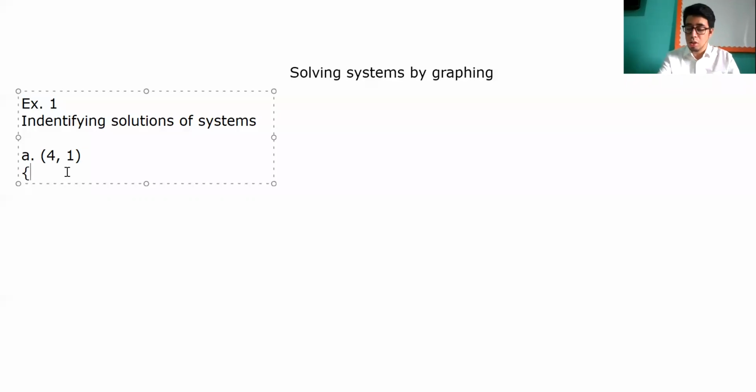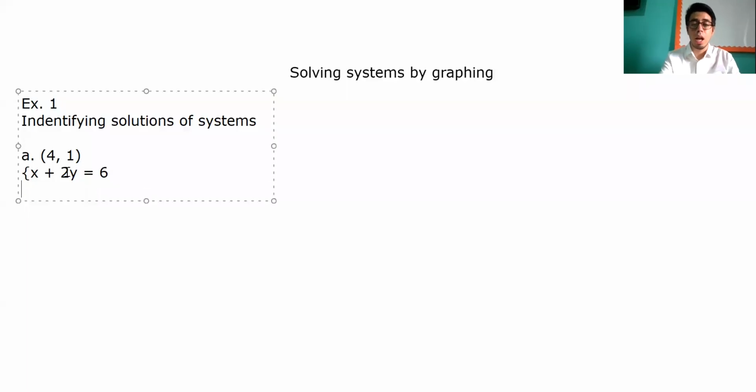So the first equation you have is x plus 2y equal 6. And the other equation you have is x minus y equal 3. Okay, this is a system of equations. You have two equations, they form a system. The values they give you for x and for y are the possible solutions. So we are going to prove that these values satisfy the equations.